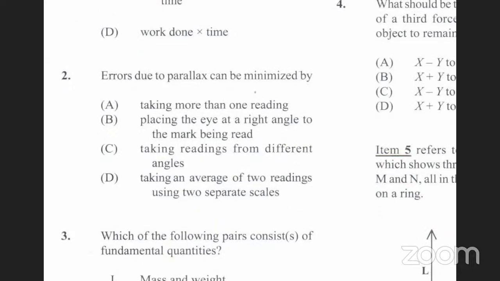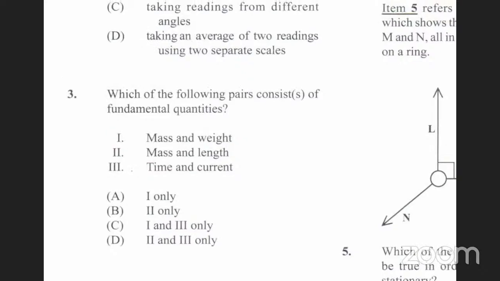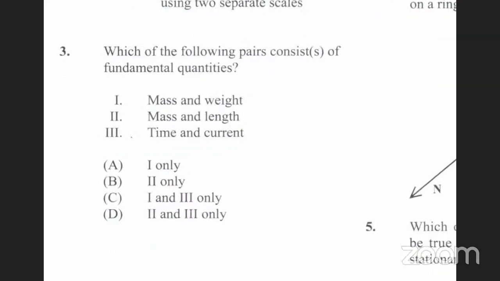Errors due to parallax can be minimized by which one here? Placing the eye at right angles. All right. B is the best answer. Which of the following are fundamental quantities? Which one? Mass and length and time and current. Yes.